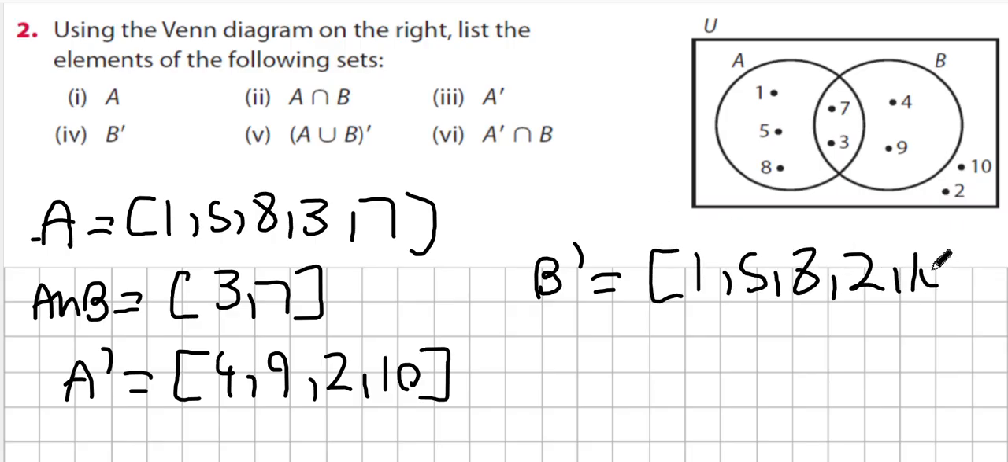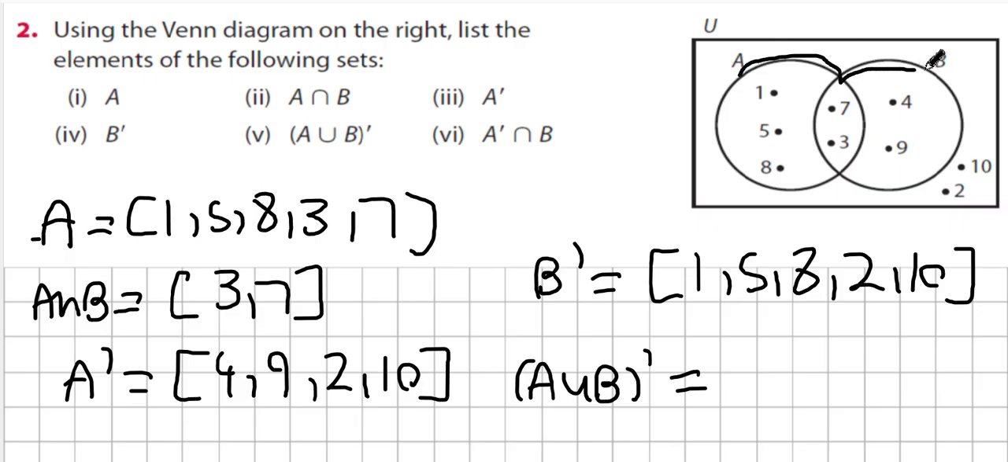Okay. And then, now this one's A union B complement. What does that mean? Everything that's not in those two circles. So what's the answer? 2 and 10.